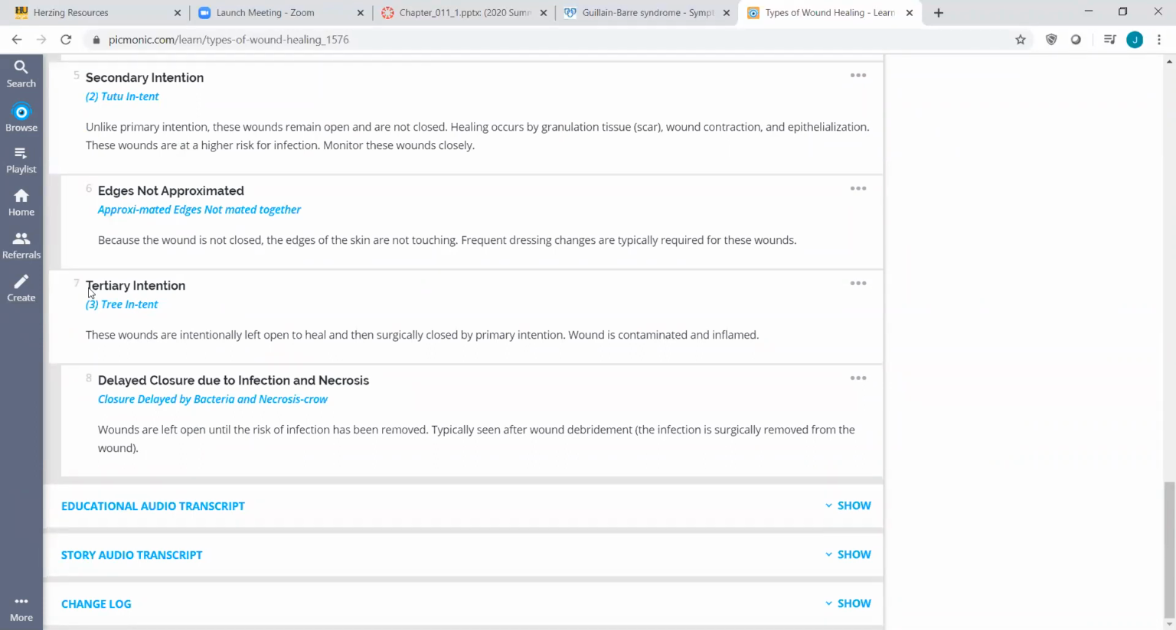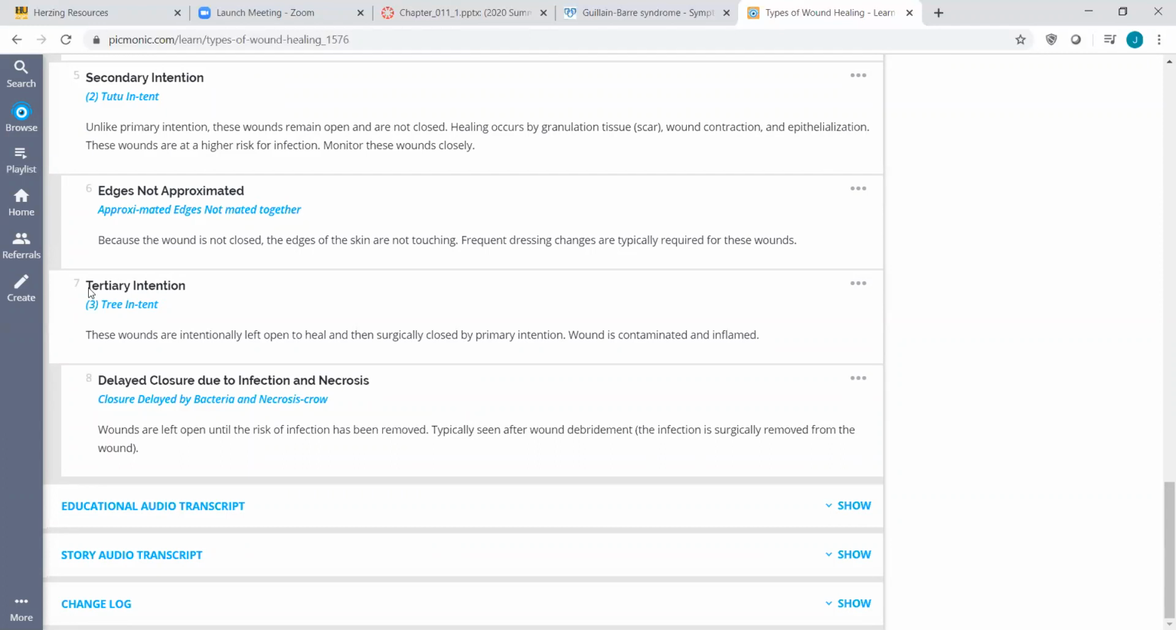To remember tertiary, here's an example. Maybe there is someone who is getting an amputation, like say they're getting their leg amputated because they have gangrene there. You think to yourself, okay, I'm just going to cut off the gangrene and they won't have it anymore. But sometimes it's so bad that surgeons will actually leave that open for a couple of days after they get rid of that leg.